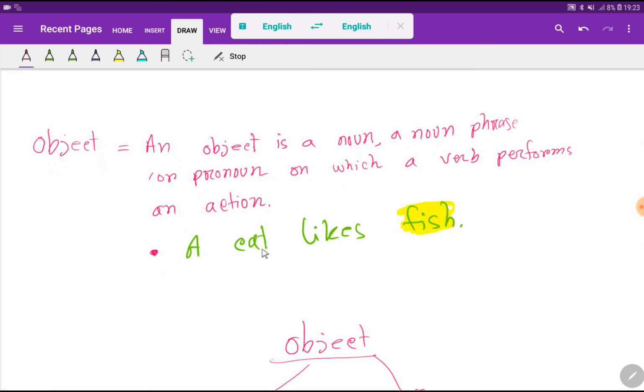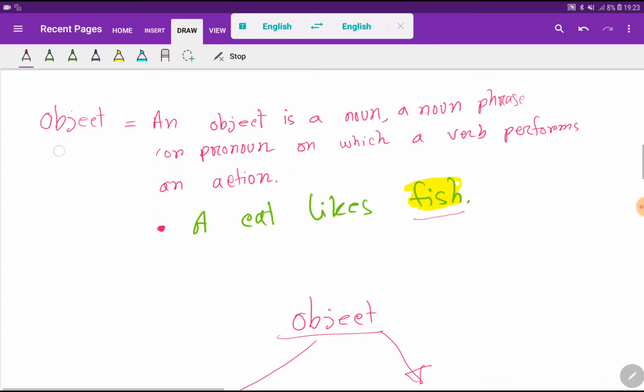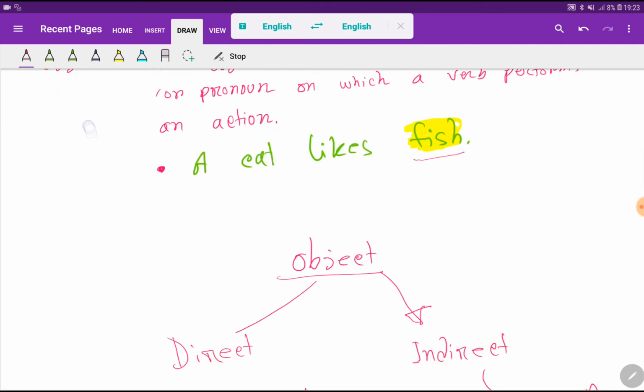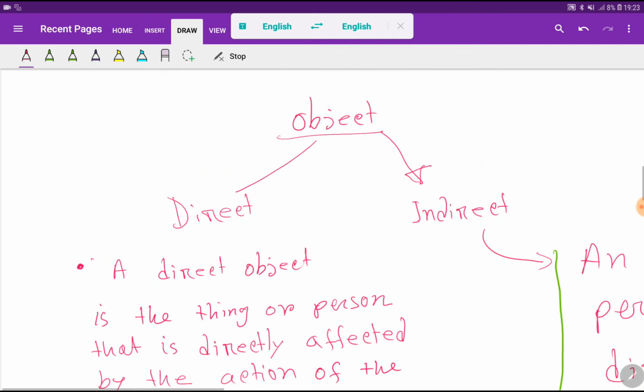Look at here. A cat likes fish. Here fish is an object, right? So what is an object? An object is a noun or noun phrase or pronoun on which a verb performs an action. This verb performs an action on fish. So fish is an object. Look, an object can be a direct object or an indirect object.